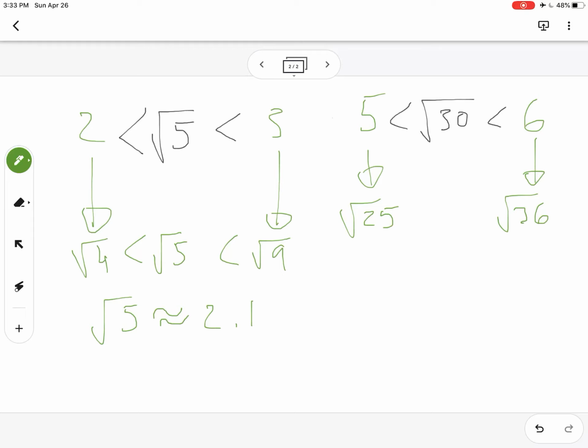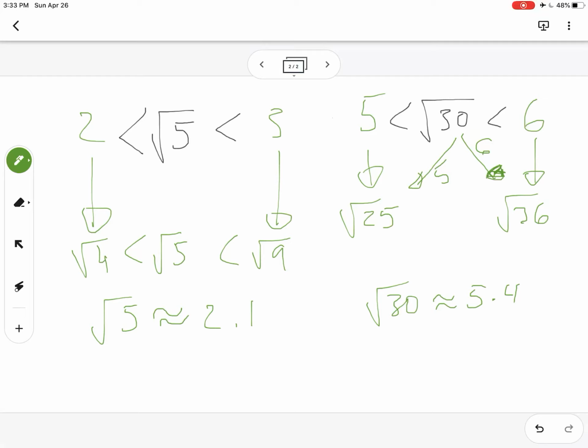So is 30 closer to 25, or is it closer to 36? For this one, you might have to do a little bit of subtraction. How far is 30 from 25? It is 5 units. How far is 30 from 36? It is 6 units away. So we would say it's closer to 5, but it's super in between. So we could say that the square root of 30 is approximately 5.4 or 5.5. I'm going to say 5.4 to indicate that it's a little bit closer to 25. But again, this is an estimation.